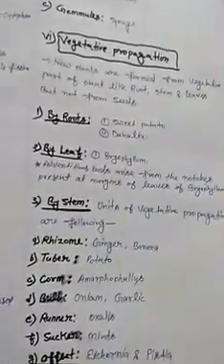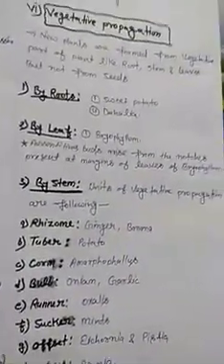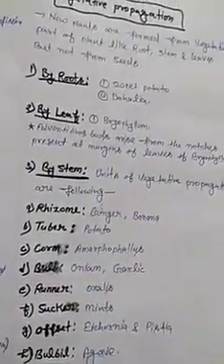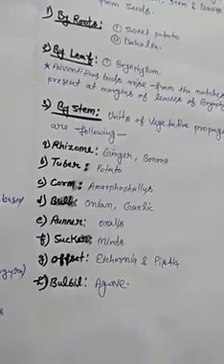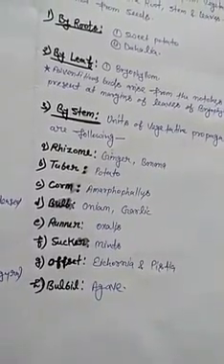Vegetative propagation. Formation of new plants from vegetative parts of the plant like root, stem and leaves is called vegetative propagation, but not from seed. By roots, examples are sweet potato and dahlia. By leaf, example is Bryophyllum. By stem, units of vegetative propagation are the following: rhizome, tuber, corm, bulb, runner, sucker, offset, bulbil.